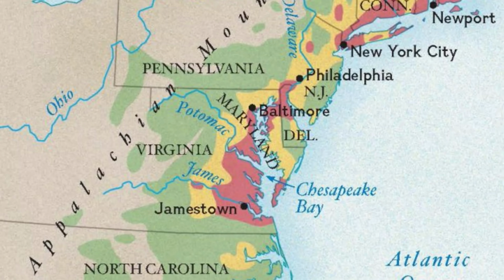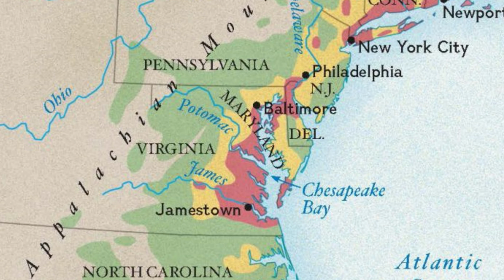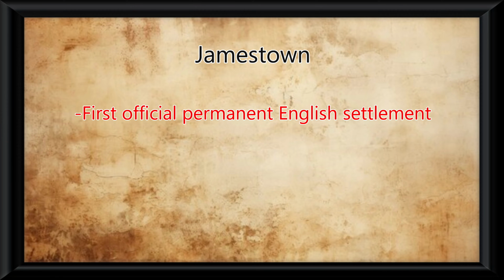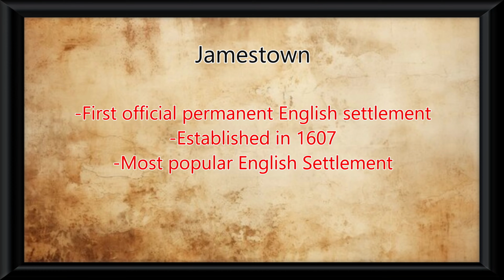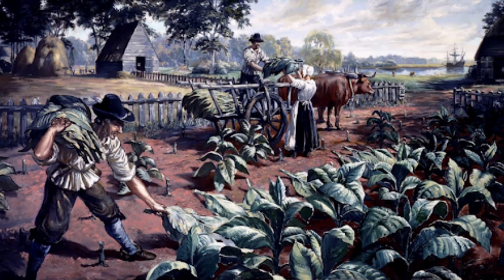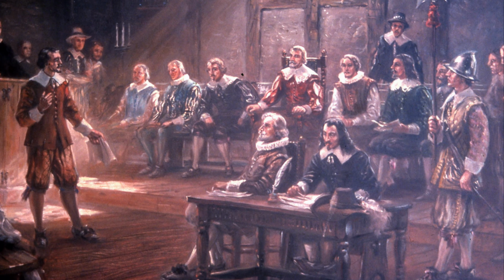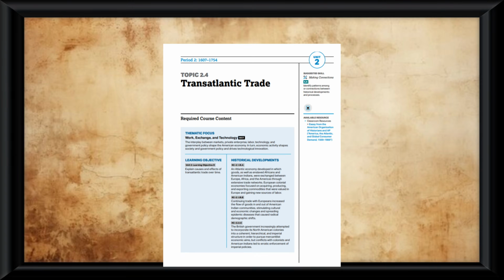The most notable of all is to talk about the Chesapeake Bay colonies, with a special emphasis on the town of Jamestown in Virginia, which was the first official permanent English settlement in 1607, and was easily the most popular of all English colonies, with its tobacco exports and its unique government style. And that is all. Topic 2.4 is all about the transatlantic trade.